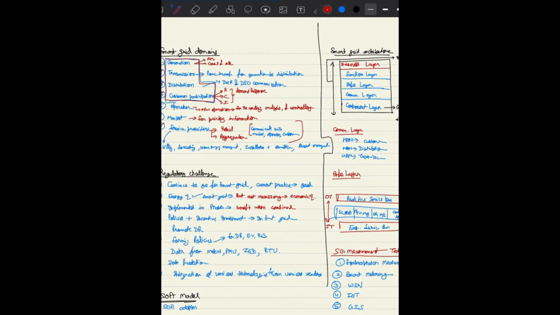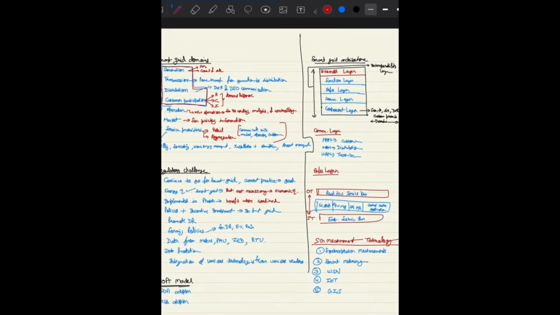Then the customer participation. There are three types of customers. We already know: residential, commercial and industrial. They all focus on demand response. Operator, it's a network operator for recording, analysis and controlling. Market for purchase and pricing information. Service provider for retail and aggregator, communicating with the market and operating customer. It basically provides billing, forecasting, home energy management, installation, commissioning and account management.